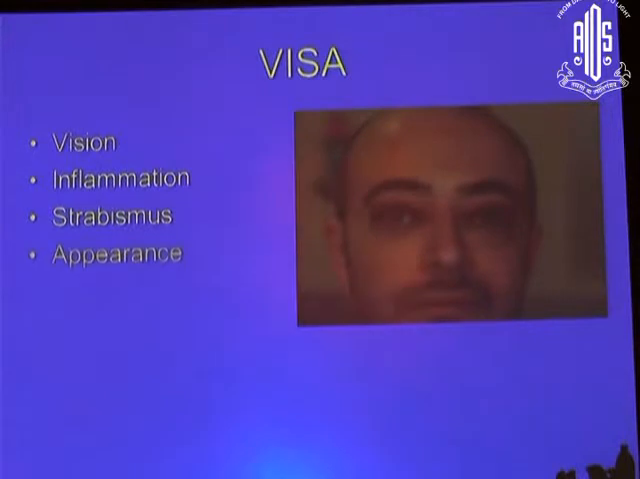Then the VISA system, which is popular in Canada: vision, inflammation, strabismus and appearance. Each one has a page to fill in. If you have the time to spend half an hour with each of your patients, it's a fantastic system to use. Each one has a page to fill in, and again gives a score for each. You can score the patient every time they come, and then see whether the disease is getting worse or better.